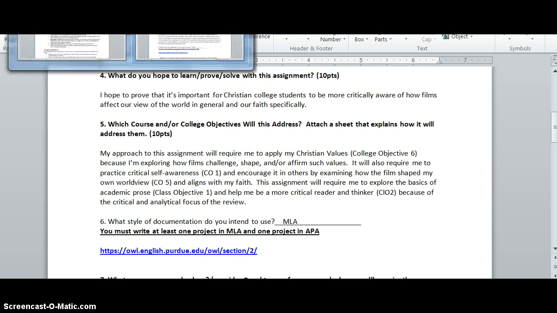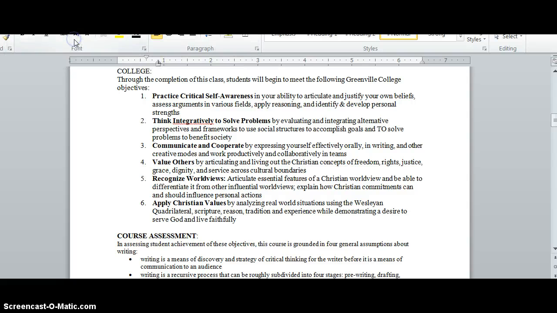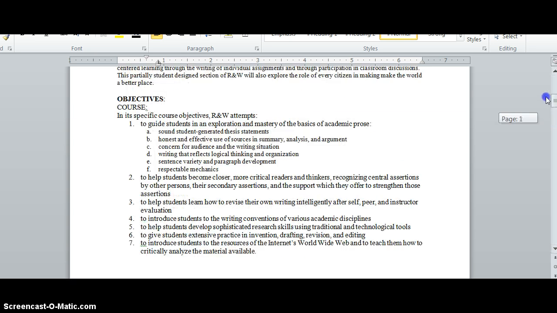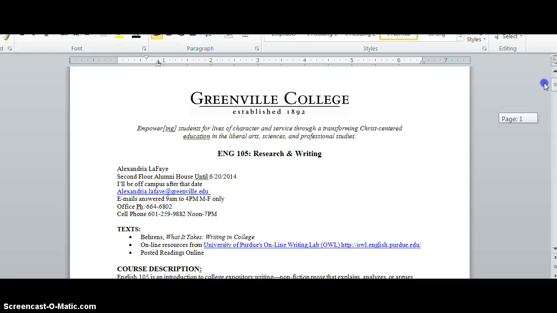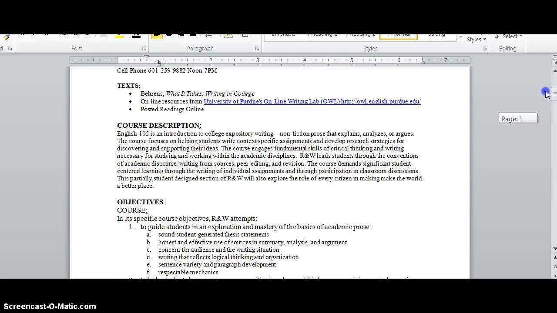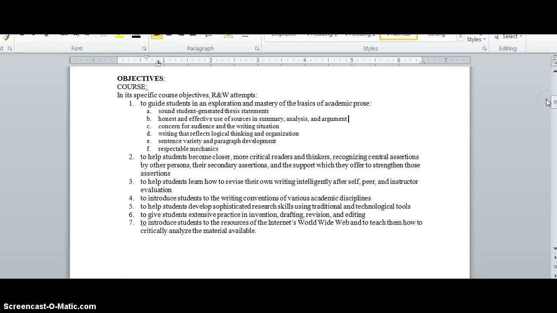What are the course and college objectives? Well, if you pop over to the syllabus, which can also be found on the content page under course documents, you'll discover that right after the description of the course on your syllabus, there is an objectives section. There's 7 of them for the course, and let's take an example of number 2: to help students become closer, more critical readers and thinkers, recognizing central assertions by other persons, and their secondary assertions and the support which they offer to strengthen those assertions.